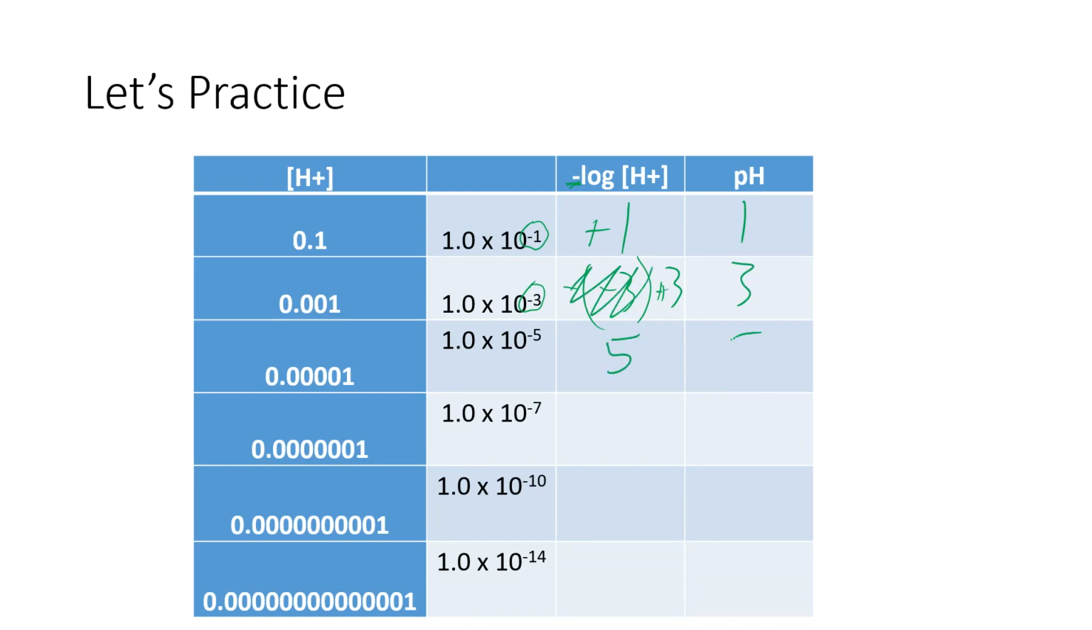This would be positive 5, pH of 5. This would be positive 7, pH of 7, positive 10, pH of 10, positive 14, pH of 14.